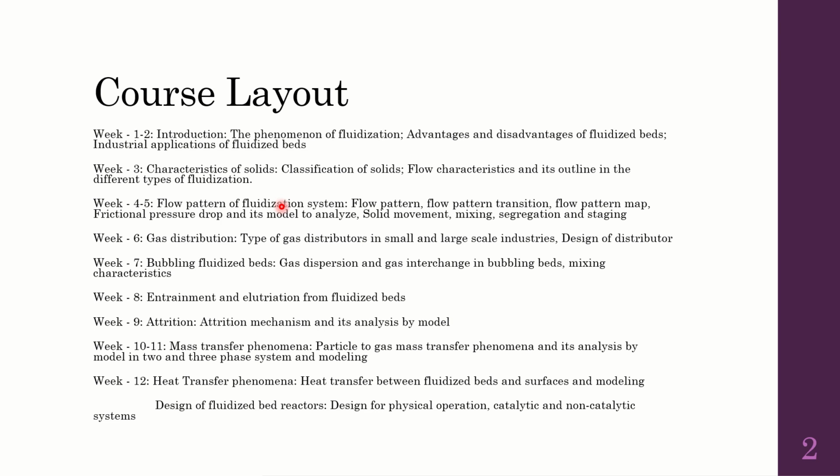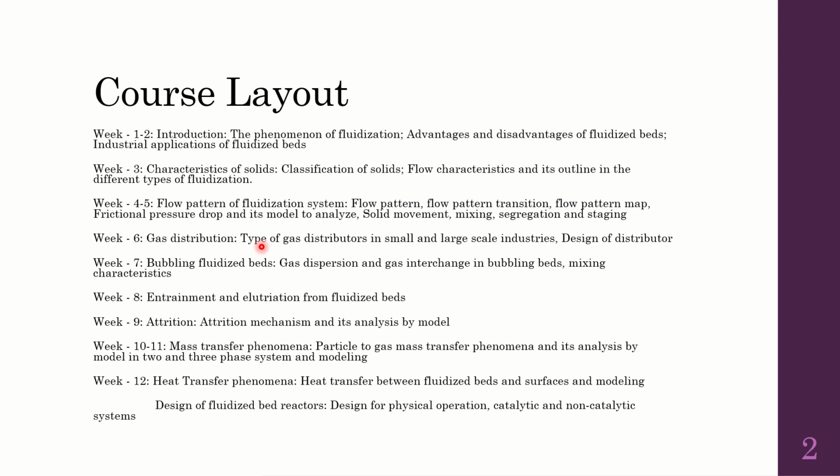After that it was about solid movement, mixing, segregation and staging. This one is content from this week's lecture. We'll be dealing with how solid movement happens inside the bed, and segregation and mixing patterns inside the bed. For the frictional pressure drop, we would be dealing with how pressure drop happens inside the fluidized bed and across the distributor, and how the pressure drop influences the cost of the fluidized bed, because depending on the pressure drop, we need to recalculate everything.